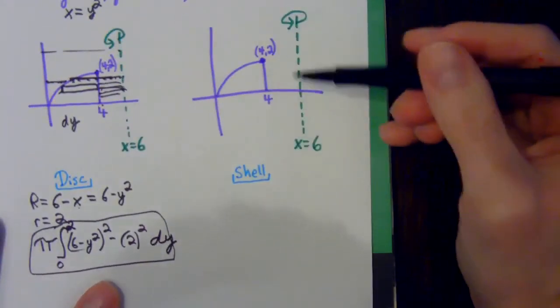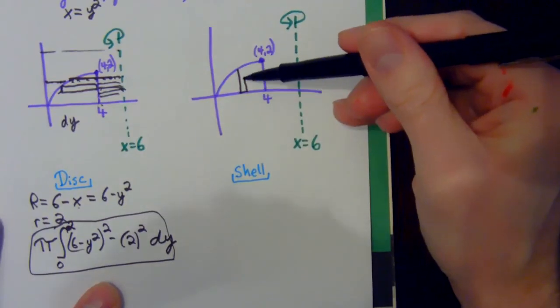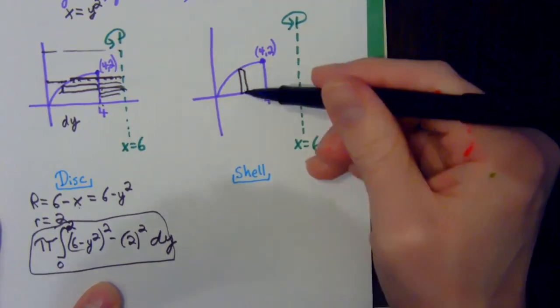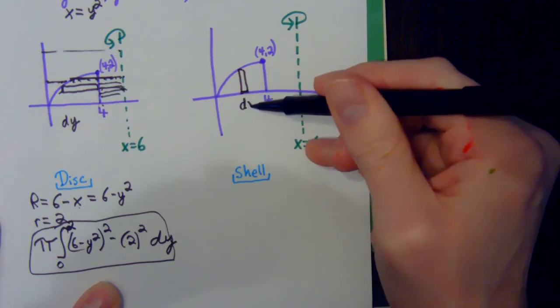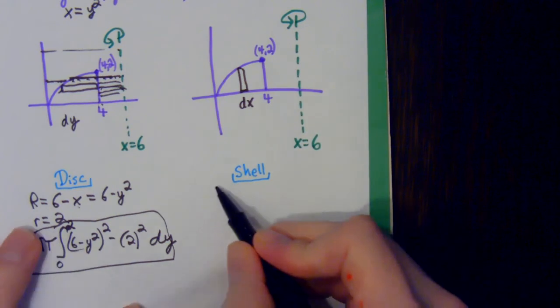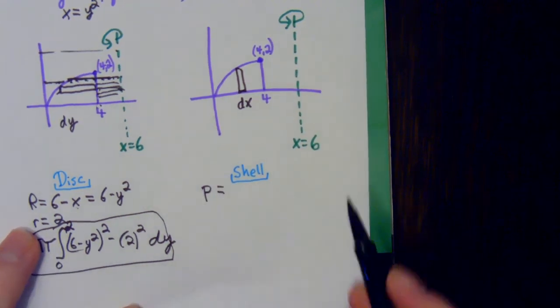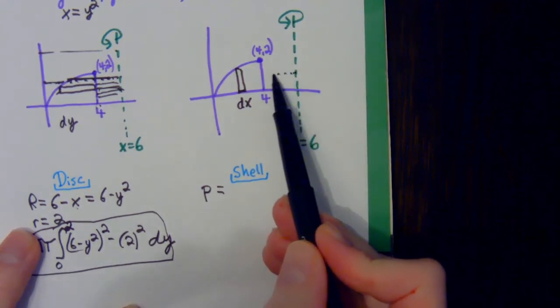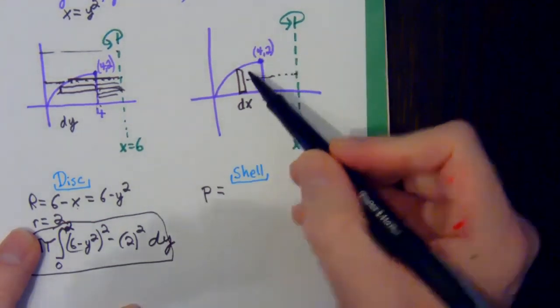But if I tell you to use a shell method, that means you draw your rectangle parallel to that axis of revolution. That little part is horizontal, like the x-axis is horizontal, so that's going to be a dx problem. And then we're going to get the p value and the h value. So the p is a distance from your axis of revolution to your rectangle. Remember, your rectangle could have been drawn anywhere in there.